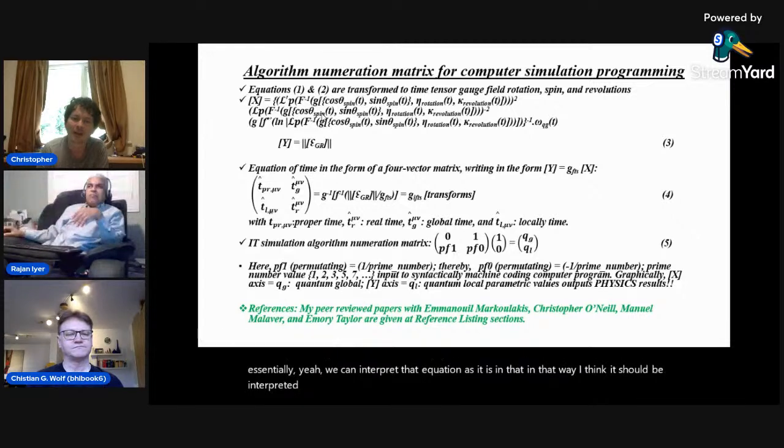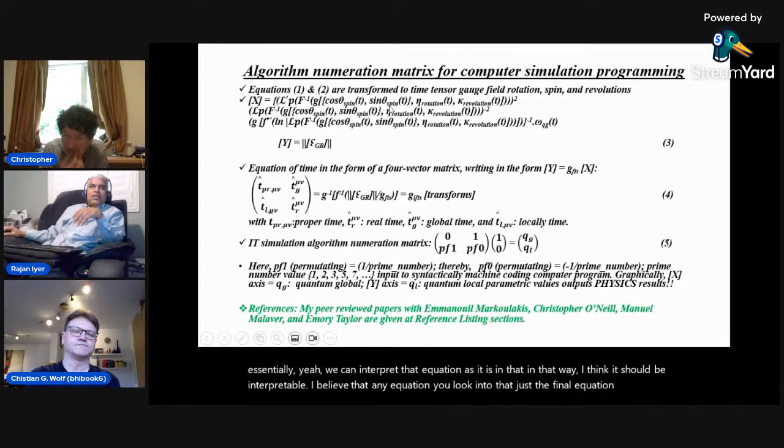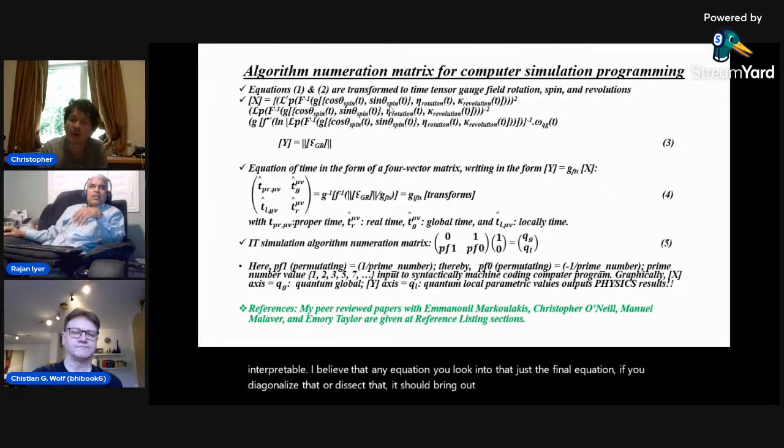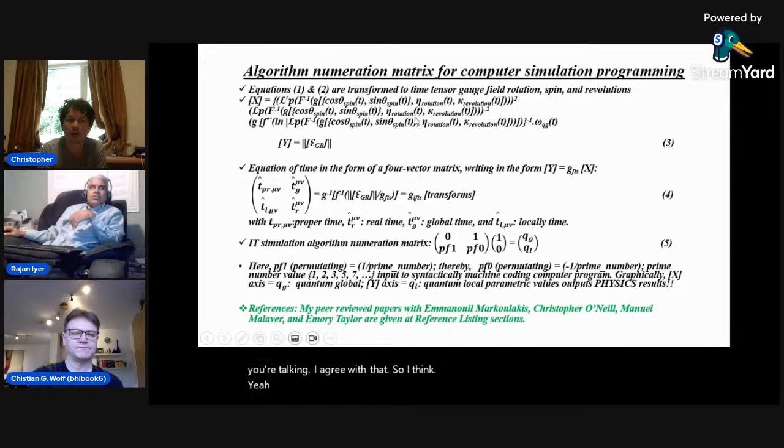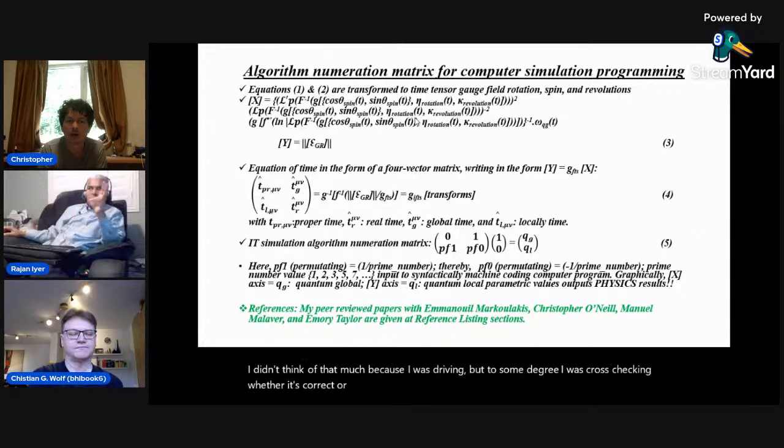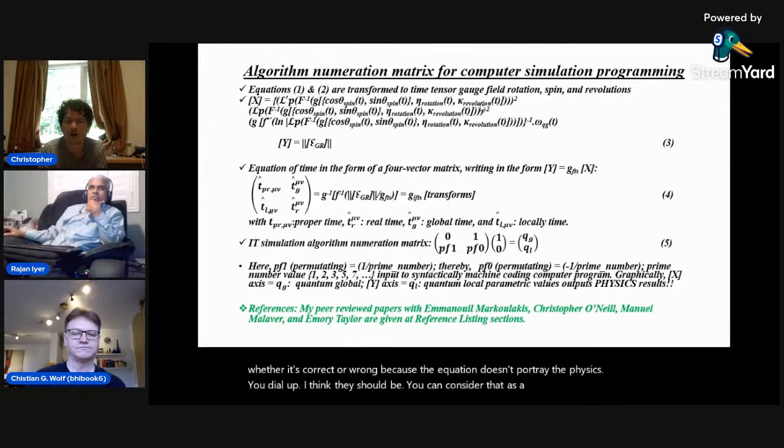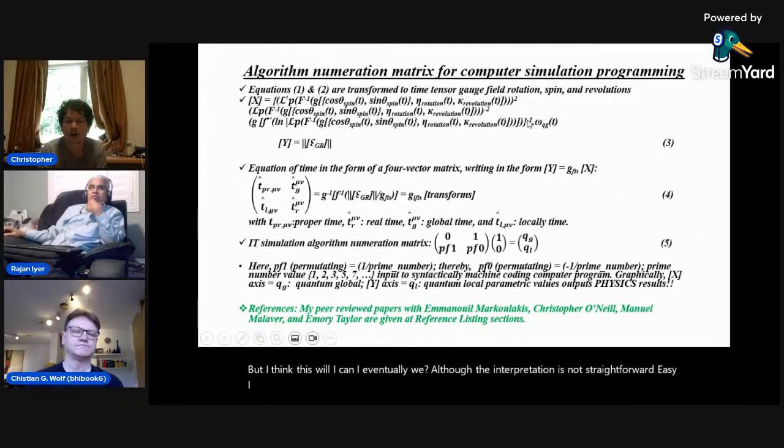I think it should be interpretable. I believe that for any equation, just the final equation, if we diagonalize or dissect it, it should bring out some of the key characteristics of what you're talking about. I agree with that. I didn't think of that much because I was deriving, but to some degree I was cross-checking whether it's correct or wrong, because the equation doesn't portray the physics you develop. You can consider that a problem. But although the interpretation is not straightforward or easy, I think it can be interpreted. And what you're talking about is a very important, critical point.